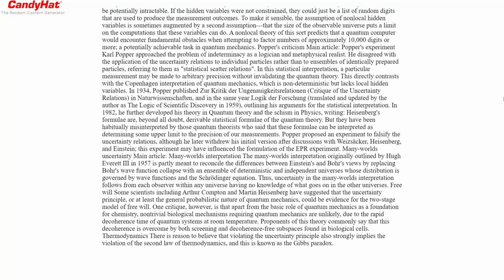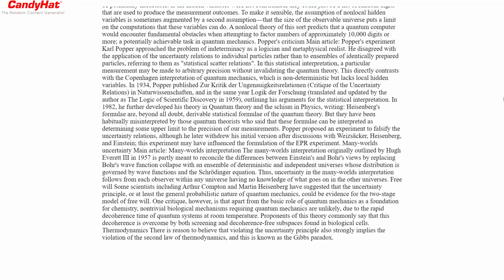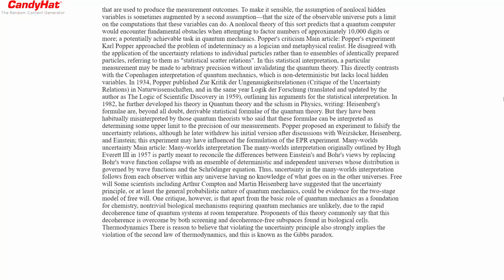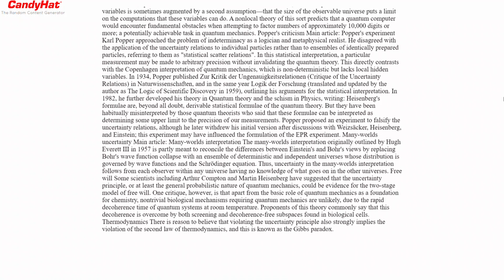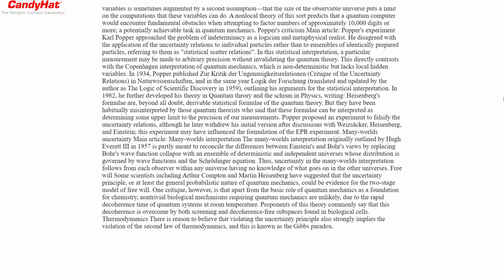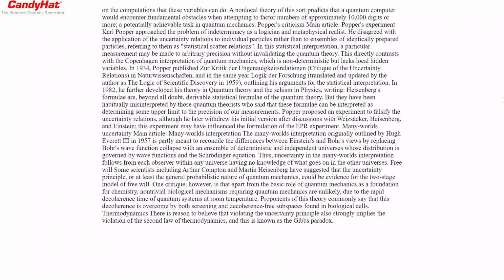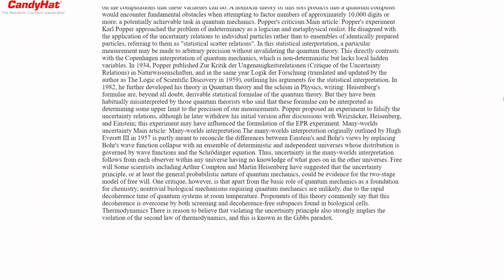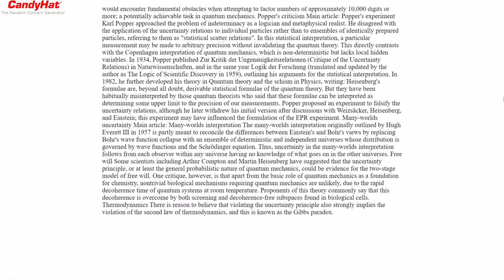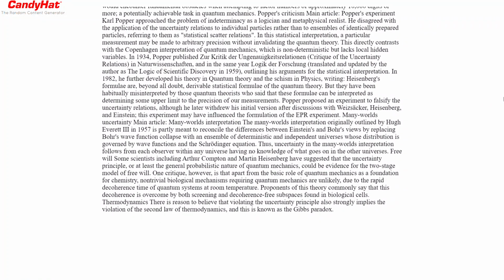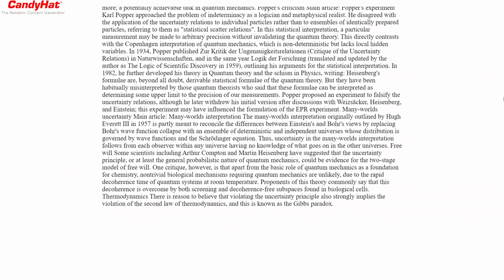Free will. Some scientists, including Arthur Compton and Martin Heisenberg, have suggested that the uncertainty principle, or at least the general probabilistic nature of quantum mechanics, could be evidence for the two-stage model of free will. One critique, however, is that apart from the basic role of quantum mechanics as a foundation for chemistry, non-trivial biological mechanisms requiring quantum mechanics are unlikely, due to the rapid decoherence time of quantum systems at room temperature. Proponents of this theory commonly say that this decoherence is overcome by both screening and decoherence-free subspaces found in biological cells.